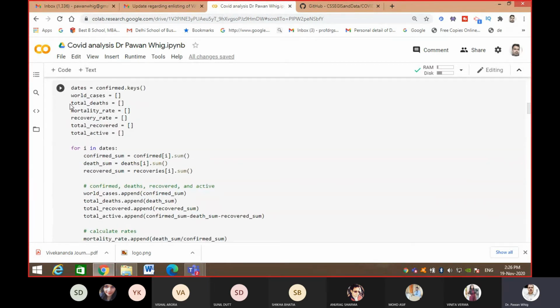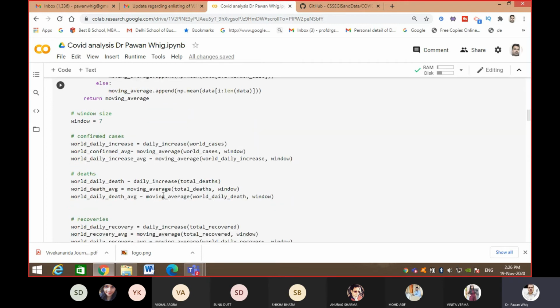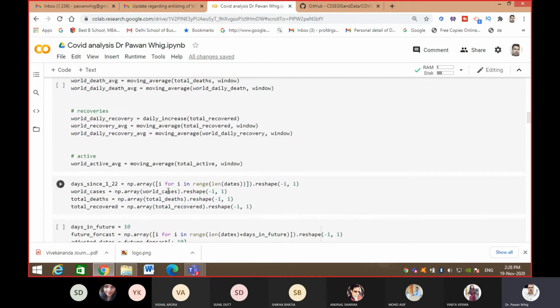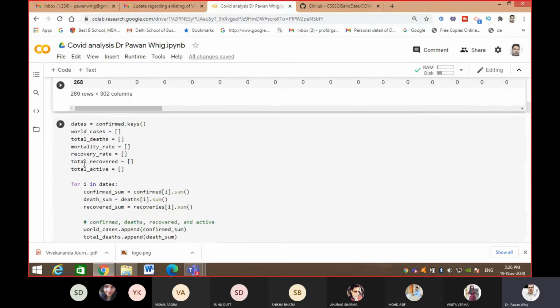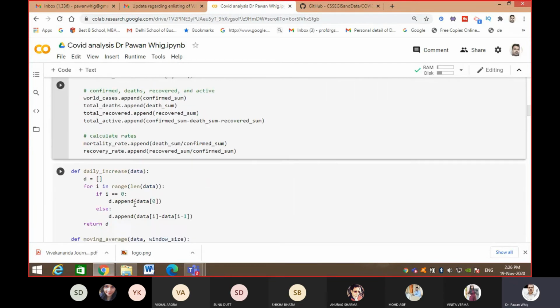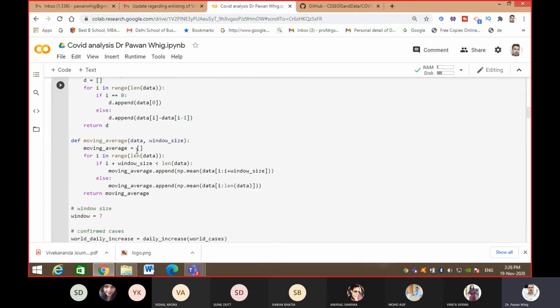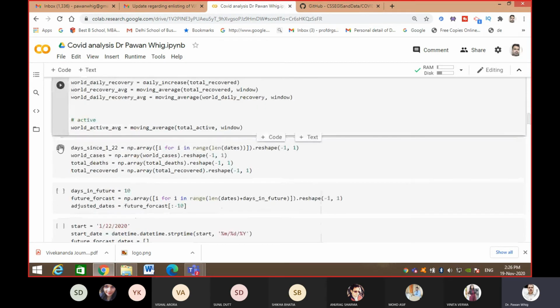Next one is date, confirmed keys, world case, total deaths, mortality rate. There are formulas to calculate mortality rates and everything. These formulas are programmed here at the back end, and once you run this, all the data is uploaded, with calculated mortality rate, recovery rate, total recovered, all this data. See, mortality rate is what? Death sum upon confirmed sum. Recovery rate is recovered sum upon confirmed sum. So you can calculate mortality rate and recovery rate also. We will see here. Just wait.